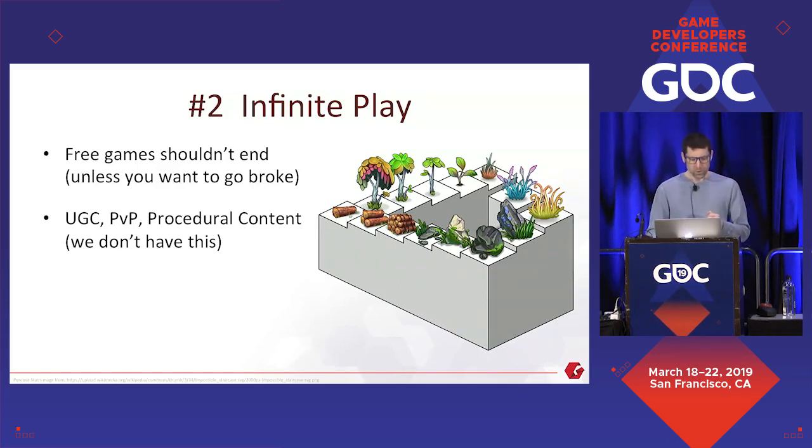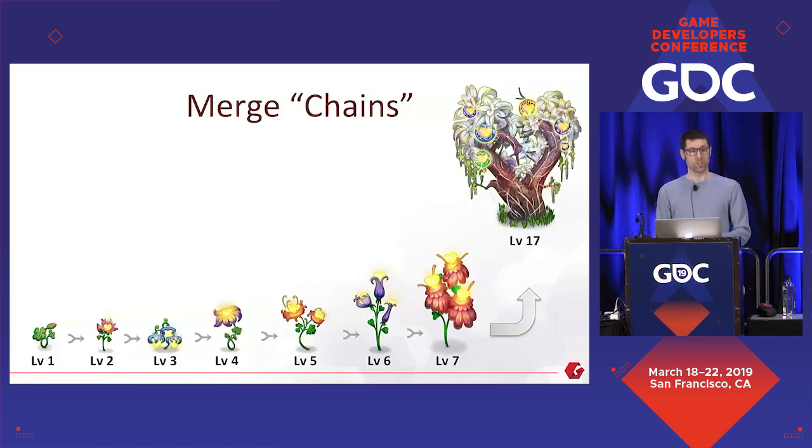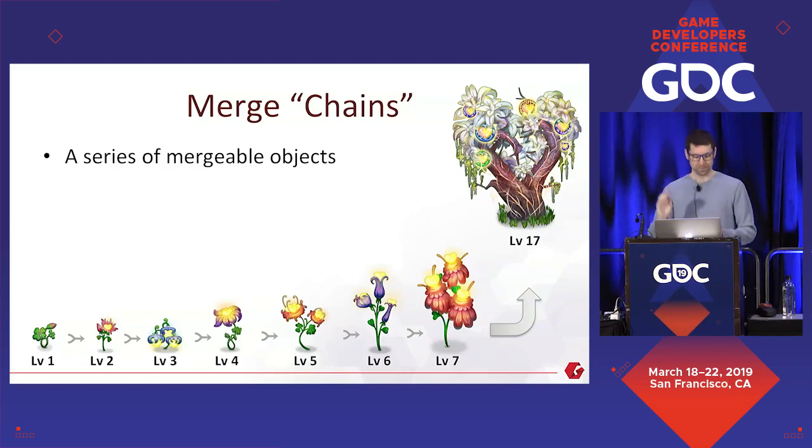So, to work toward infinite play in Merge Dragons, we hold that some content should be nearly impossible to reach, but in a good way. Like, there should always be something else tantalizing to look forward to that feels within grasp. And we do this by sizing our merge chains appropriately long. This is how we refer to our sequences of mergeable objects: merge chains.